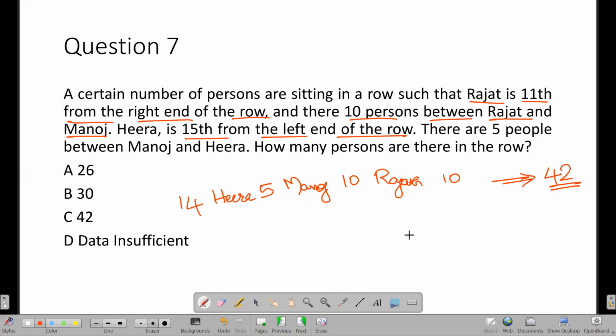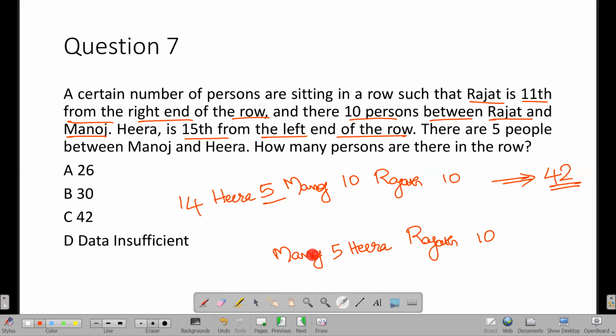But you can even think about answering the question like this. Look at this. Rajat. Okay, and I will write 10 here. There is no confusion over there. Now, I am going to consider this arrangement. That is, I'm considering Manoj here. There are 10 people between Manoj and Rajat. Okay, but there are 5 people between Hira and Manoj. So why can't I try like this? Manoj, 5 people, then I am going to consider Hira.